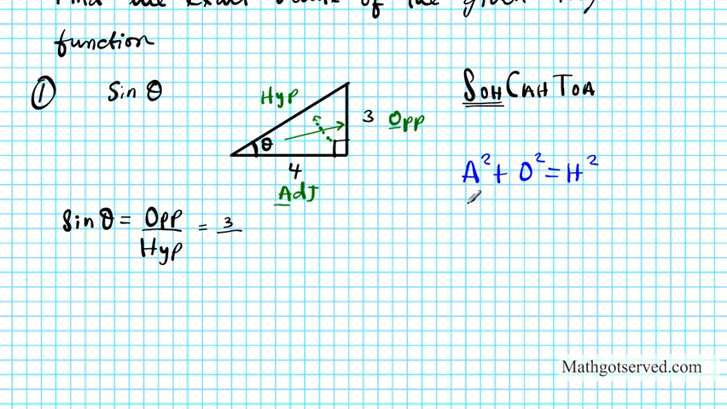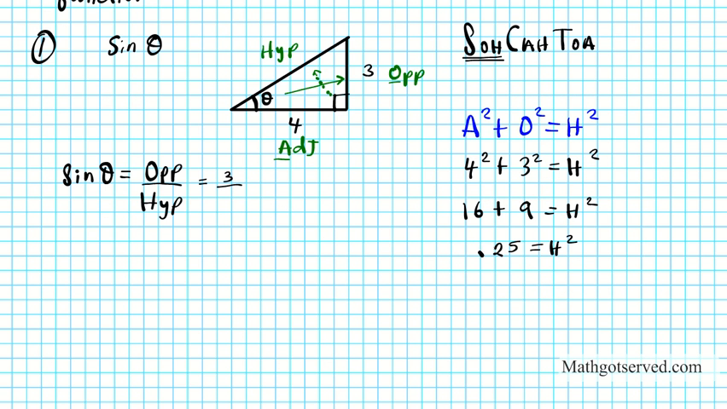So a is 4, so 4 squared, plus o is 3, so 3 squared, equals h squared. 4 squared is 16 plus 3 squared is 9 equals h squared. When you add 16 and 9, you get 25 equals h squared. To get h by itself, you take the square root of both sides, and then you have h equals 5. So that's the hypotenuse. So sine theta is 3 over 5. Let's write it nicely: sine theta equals 3 over 5. There you have it.